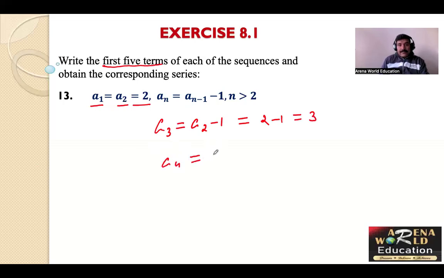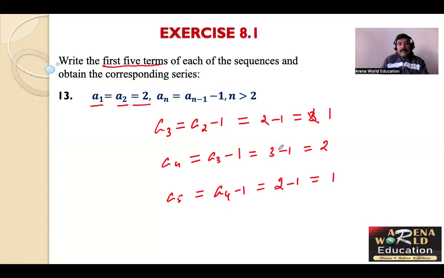A4 will be A3 minus 1. So that is 3 minus 1, which is 2. So what about A5? A5 will be A4 minus 1, and that is 2 minus 1, 1. Right? I think some calculation error is there. 2 minus 1, yes, sorry. 2 minus 1, it will be 1.